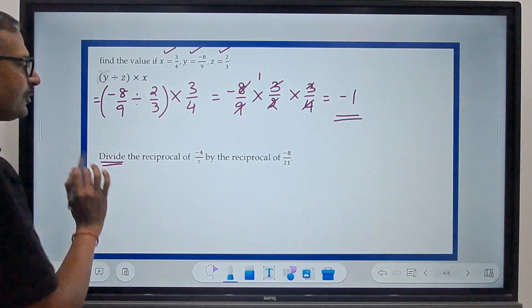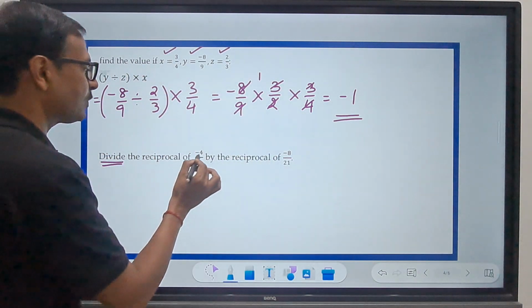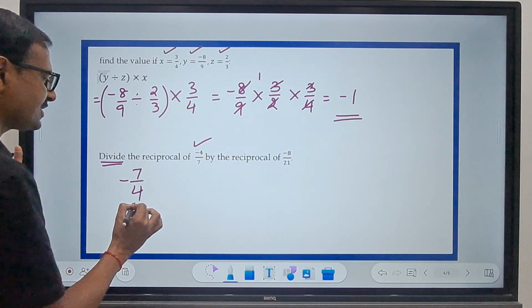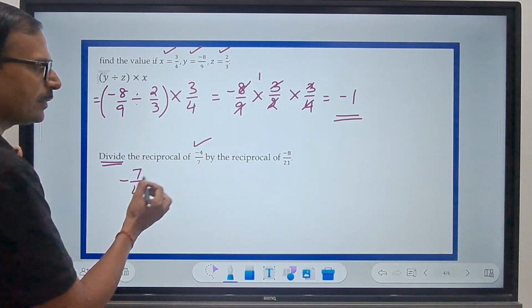Divide. So you have to divide something, right? Divide the reciprocal of minus 4 by 7. So minus 7 by 4. This is the reciprocal of minus 4 by 7.